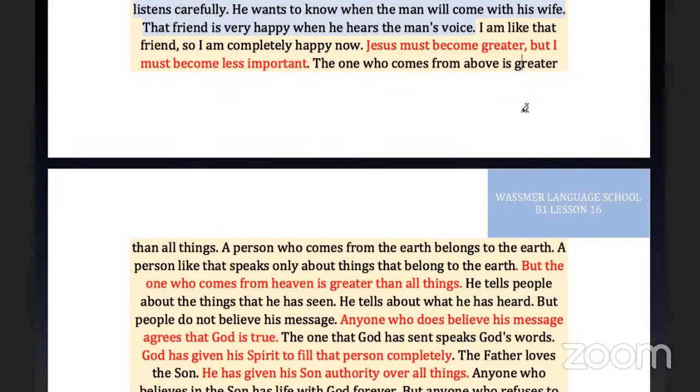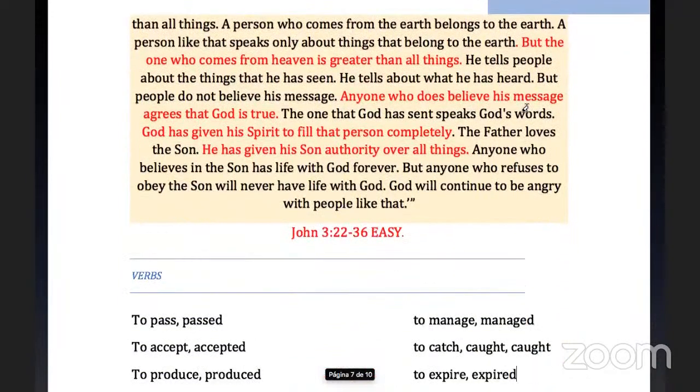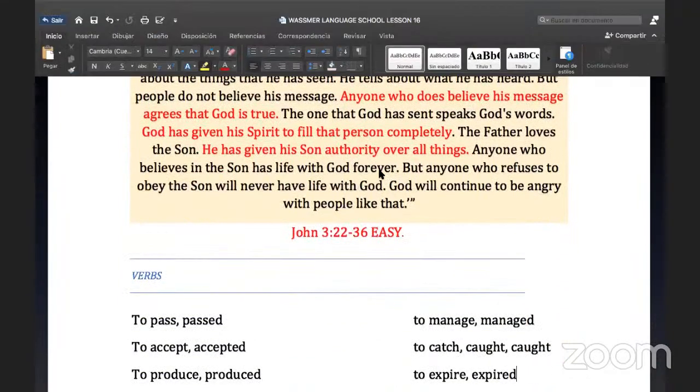So I am completely happy now. Jesus must become greater, but I must become less important. The one who comes from above is greater than all. A person who comes from the earth belongs to the earth.